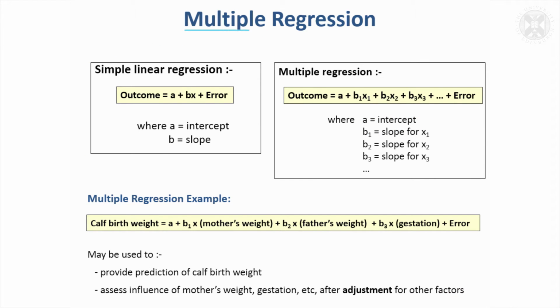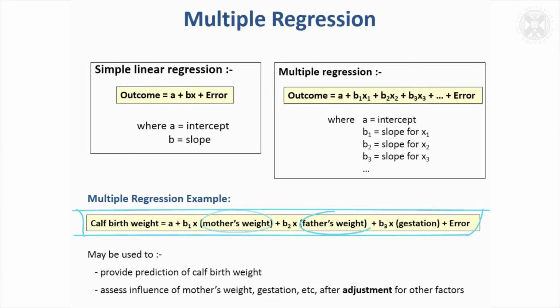Briefly mention multiple regression, where you have not just one thing in the model, one measurement, but you can put several measurements in. So that's easier to visualize through an example. If we were measuring calf birth weights and we had records of the mother's weight, the father's weight, and the gestation at birth, we could put all these into a multiple regression model, and that potentially could be used to predict calf birth weight from its parents' weight, the gestation of the calf when it was born.